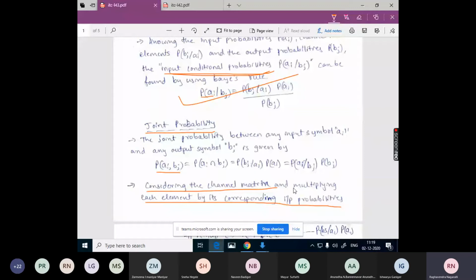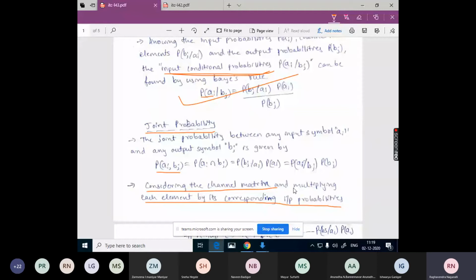Okay, coming to the solution. So let's find this first. So we know that P of B1 plus P of B2 plus all up to P of Bs, that is the summation of all output bits, is equal to 1, right? So we already know this. Sum of probabilities of all possible output symbols is equal to 1, and similarly sum of all possible input symbols is also equal to 1.